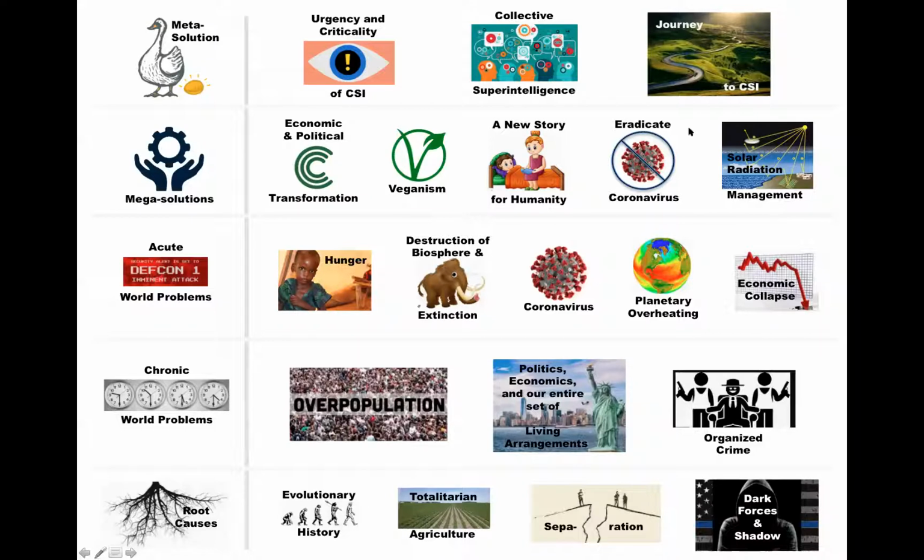So we need collective superintelligence to come up with, again, not just the engineering solutions, but the financial solutions, the political solutions, the cultural solutions, the mass media solutions, the social media solutions, the religious solutions. How do we get the big religions on board? And so on and so on. How do we get it done?